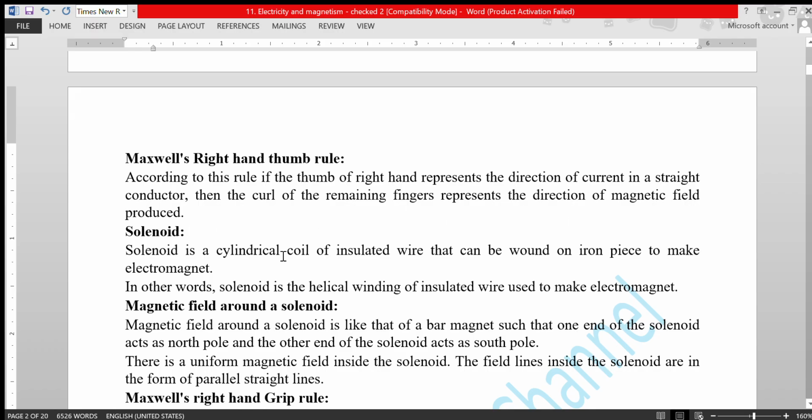Solenoid is a cylindrical coil of insulated wire that can be wound on an iron piece to make an electromagnet. In other words, solenoid is the helical winding of insulated wire used to make an electromagnet. Magnetic field around a solenoid: it is like that of a bar magnet, such that one end of the solenoid acts as north pole and the other end acts as south pole. There is a uniform magnetic field inside the solenoid. The field lines inside the solenoid are in the form of parallel straight lines.